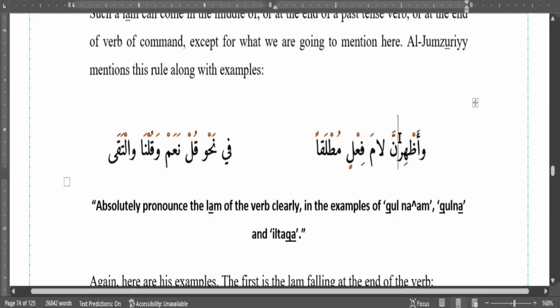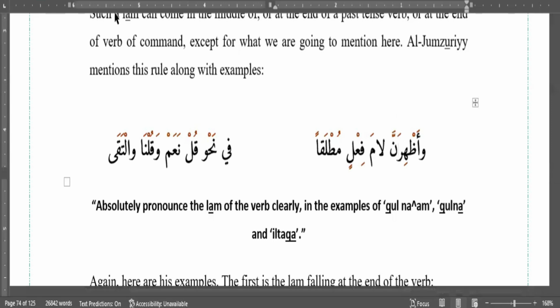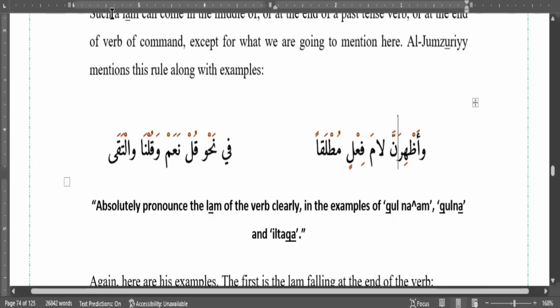Does your copy have fatha on the ha? Yes, it does. Okay. وأظهرن يعني manifest, and the noon here is nun tawkid, so it's for emphasis. Definitely manifest. Lam fi'lin, the lam of the verb. Mutlaqa, absolutely. Yani, with no exception. It's an absolute rule. Fi nahwi, in the likes of. Yani, in the examples of. Qul na'am. So you see, there's a lam in front of the noon, but we're not merging the lam into the noon, though noon is itself a harf shamsi.